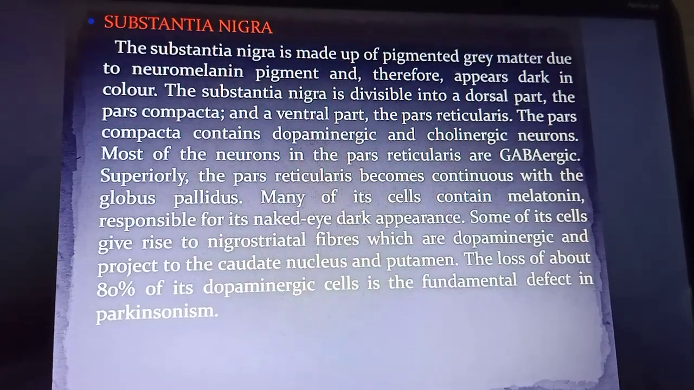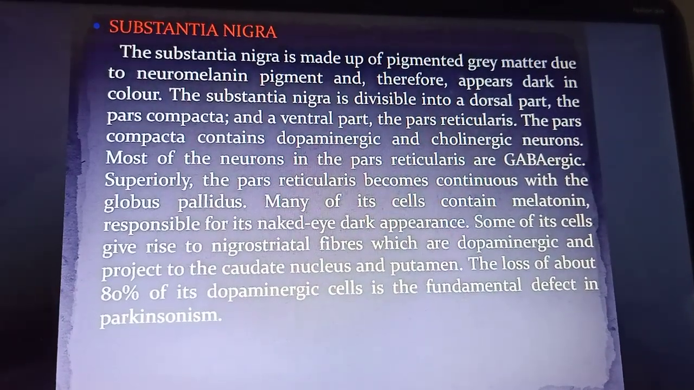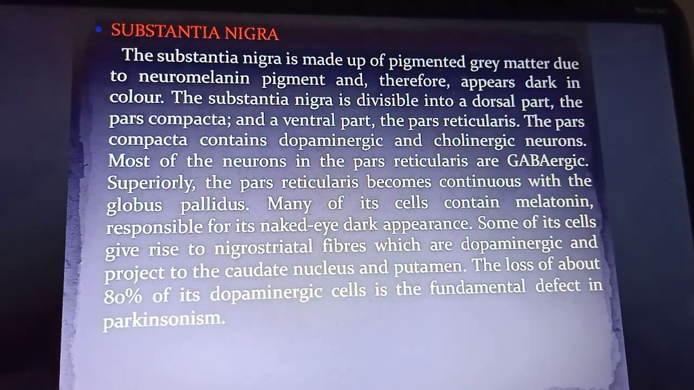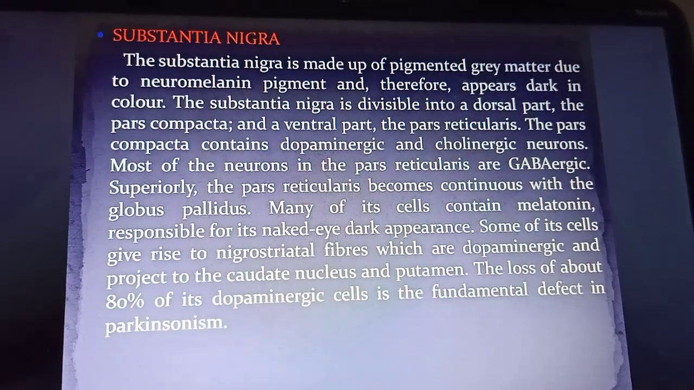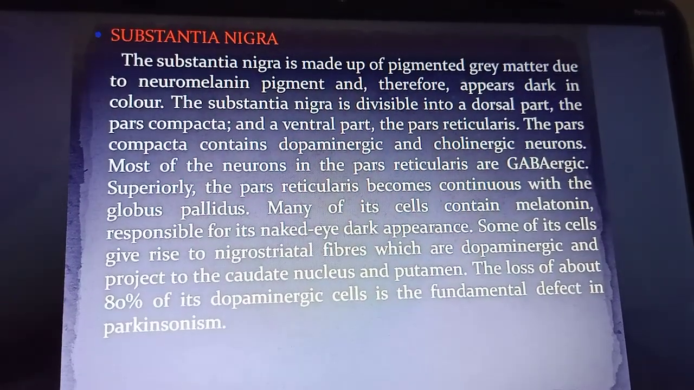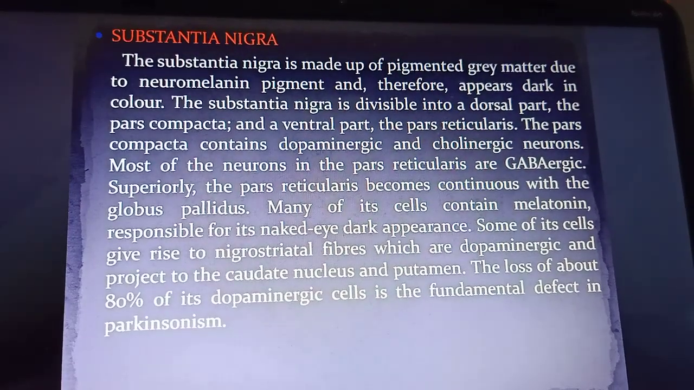Substantia nigra. Substantia nigra is made up of pigmented grey matter due to neuromelanin pigment and therefore appears dark in color. Substantia nigra is divisible into a dorsal part known as pars compacta and a ventral part known as pars reticularis.